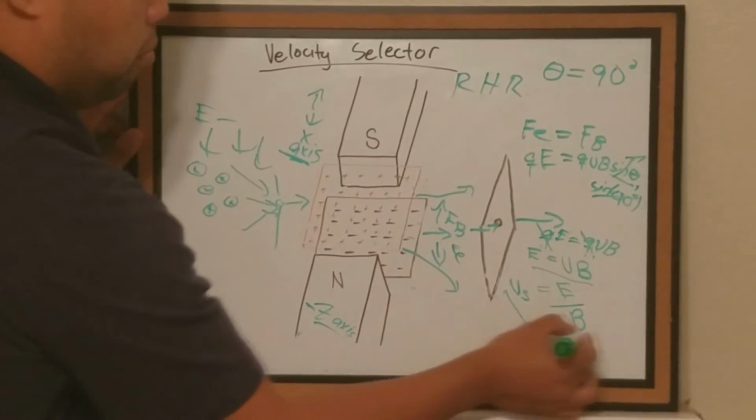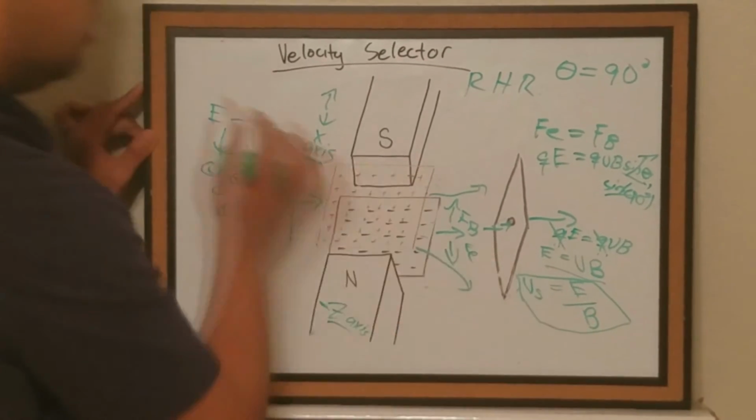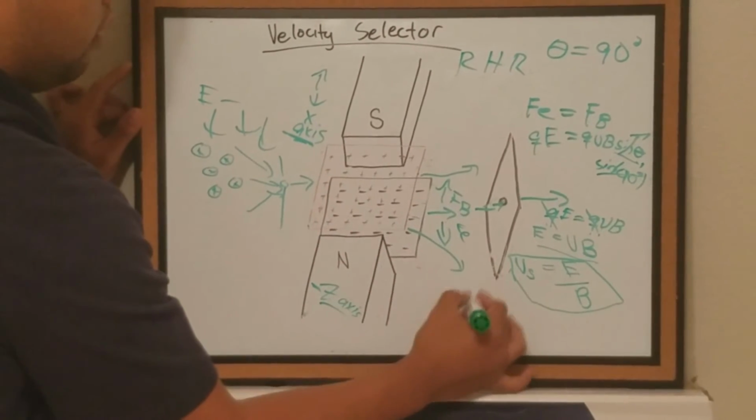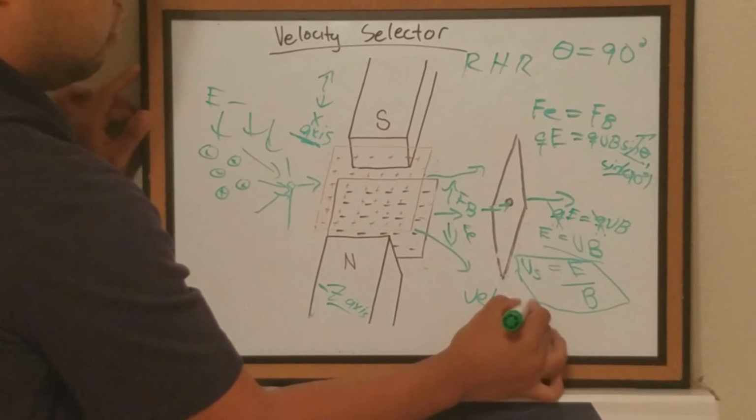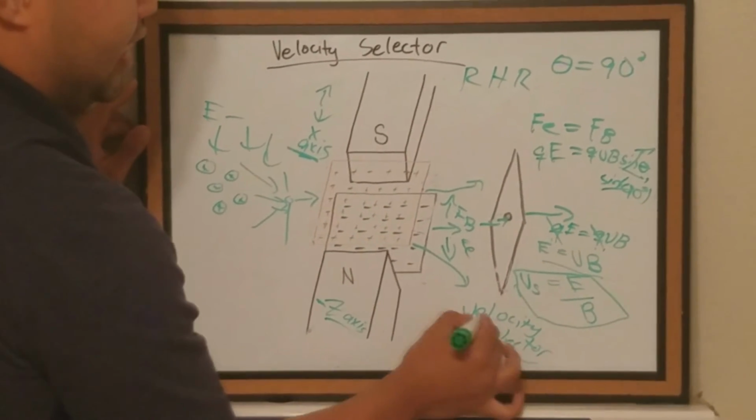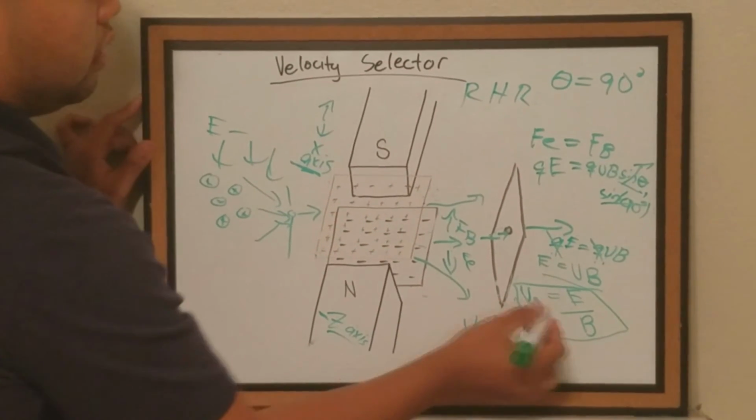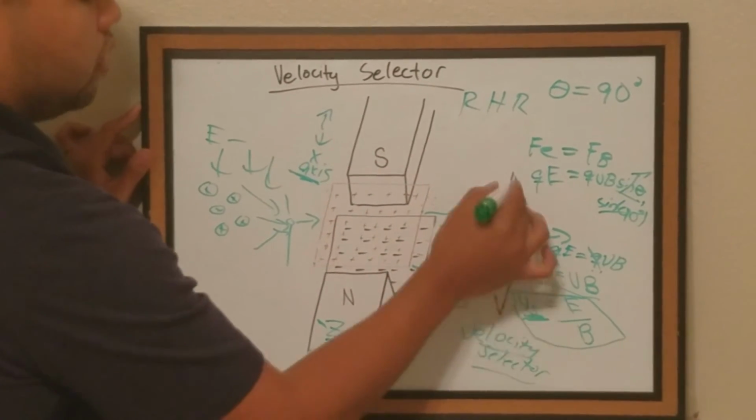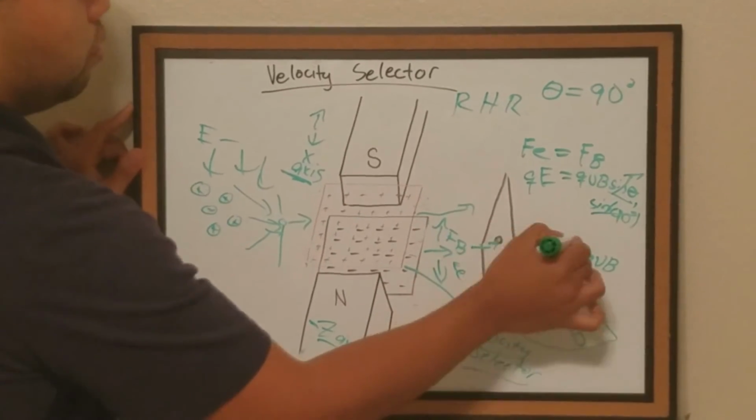Now, this formula is why this is called a velocity selector, because it selects the velocity of the particles that go through the slit.